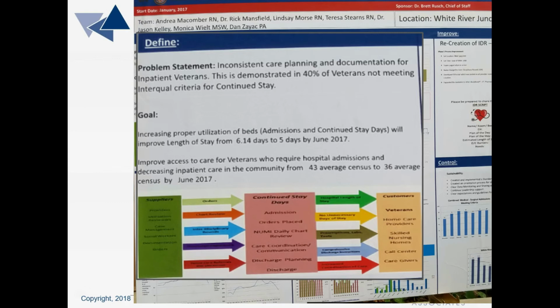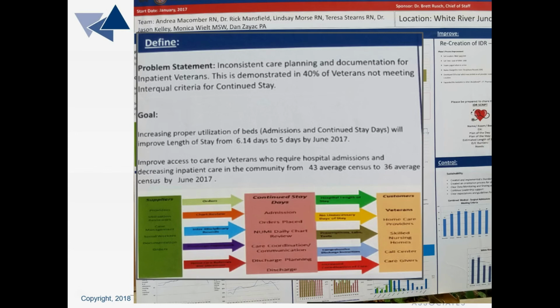The name of the project is Decrease Length of Stay and Optimize Bed Utilization through Interdisciplinary Rounding. This A3 report includes the problem statement, the goals, and a SharePoint diagram. The problem statement is clear and concise. It could have been enhanced by defining the period of time in which the measurement was tracked. The goals are SMART compliant. In other words, the goals include a measurement which the team is trying to drive to a certain level of performance by a specific time.